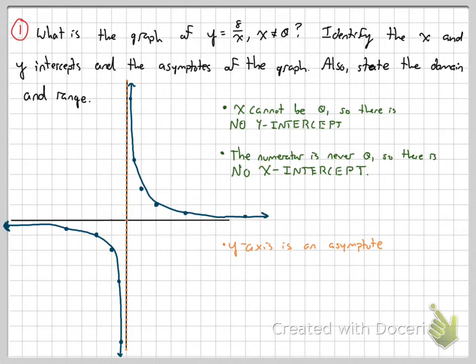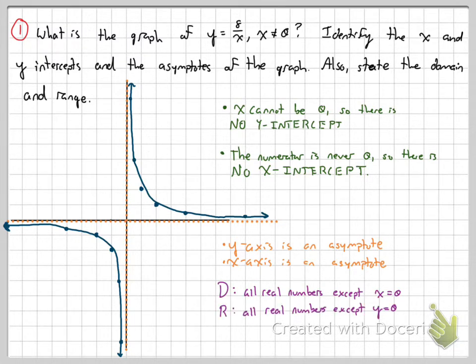So the y-axis I would consider an asymptote because I'm never going to cross it. And the x-axis is also an asymptote of this function. Finally, for my domain and range, my domain here could be all real numbers other than x equals 0. And same thing with my range. My range here could be all real numbers except for y equals 0.